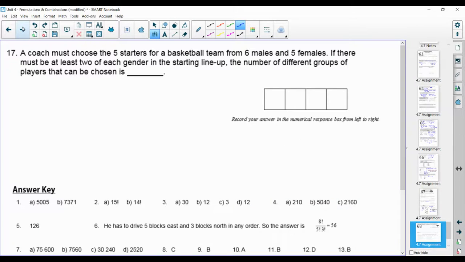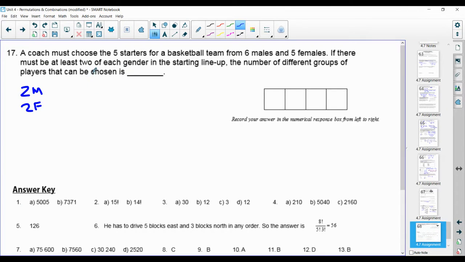All right, we'll look at the final example here. It says a coach must choose the 5 starters for a basketball team from 6 males and 5 females. If there must be at least 2 of each gender in the starting lineup, the number of different groups of players that can be chosen is. Well, we have 5 starters, 6 males and 5 females. And if we need to have at least 2 of each gender, that means we need at least 2 males and at least 2 females.